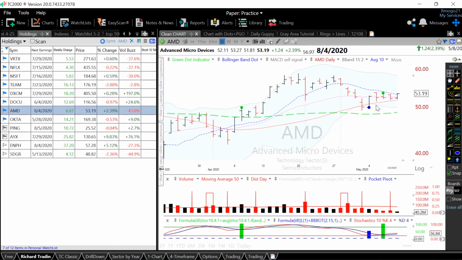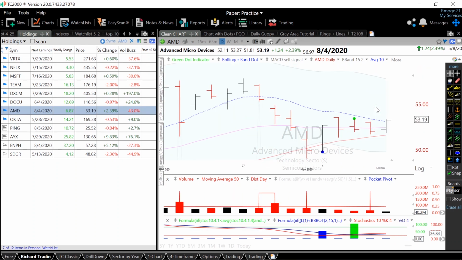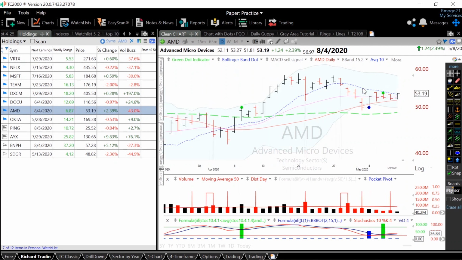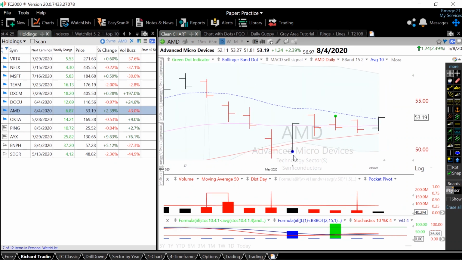So using this entry, you can identify it with the blue dots that I have on my screen. And basically the low of the day or the previous day has to be below the 15-2 Bollinger Band, which is this blue area right here. And then you want the close to be higher than the previous day's close and above that lower Bollinger Band.